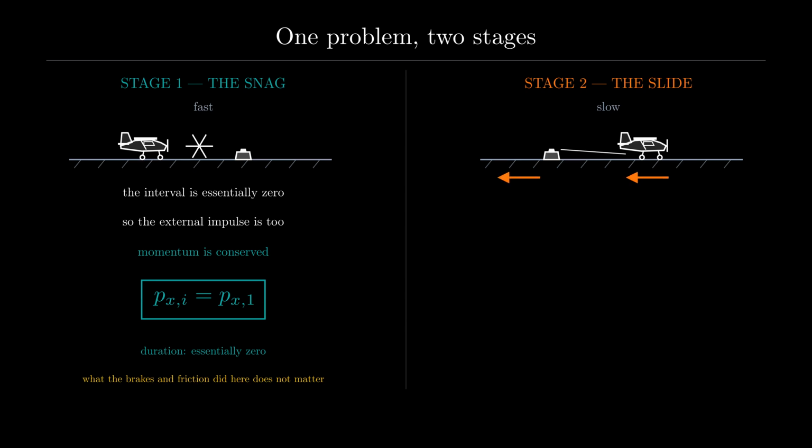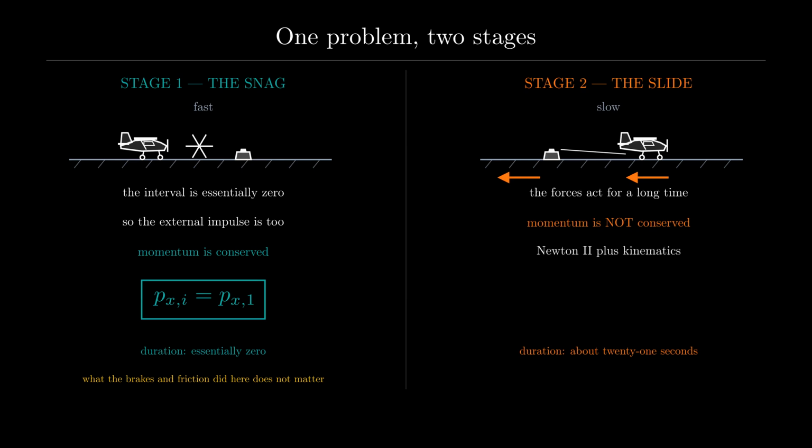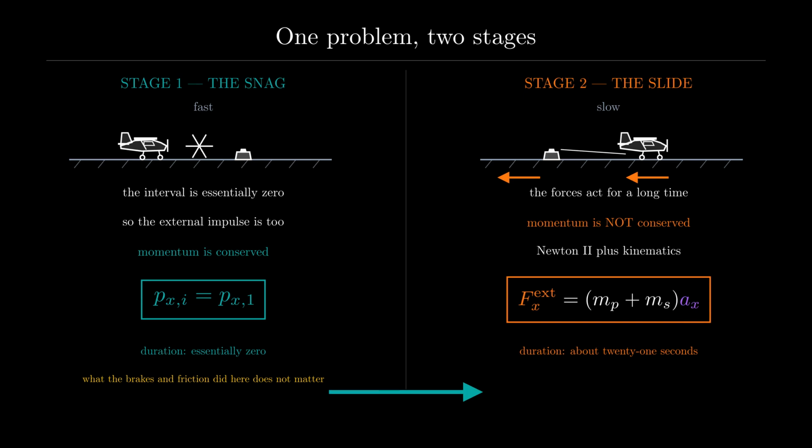The slide is slow. Now those same forces have all the time they need. Momentum is emphatically not conserved, and Newton's second law with constant acceleration kinematics carries the system to rest. One number bridges the two stages, the speed immediately after the collision. Stage 1 produces it, stage 2 consumes it. Nothing else crosses the boundary.